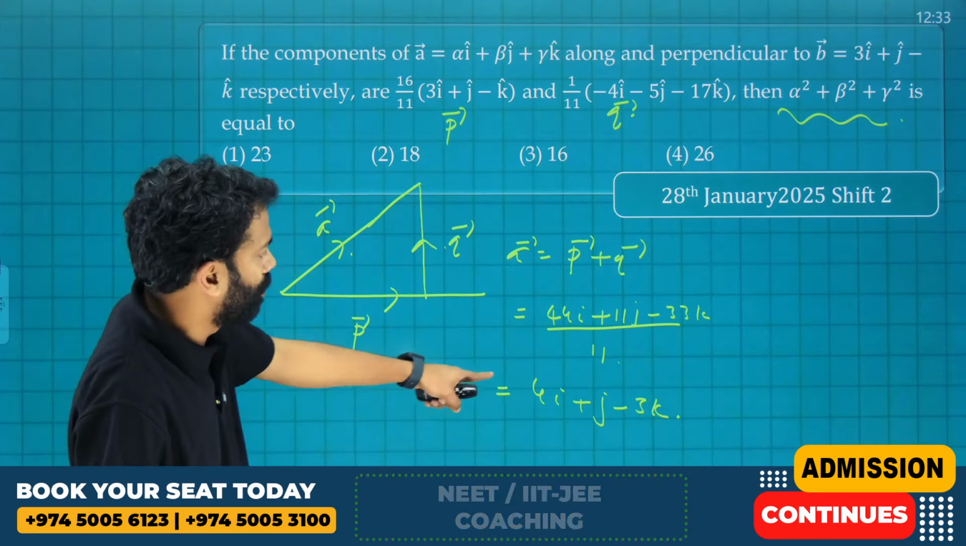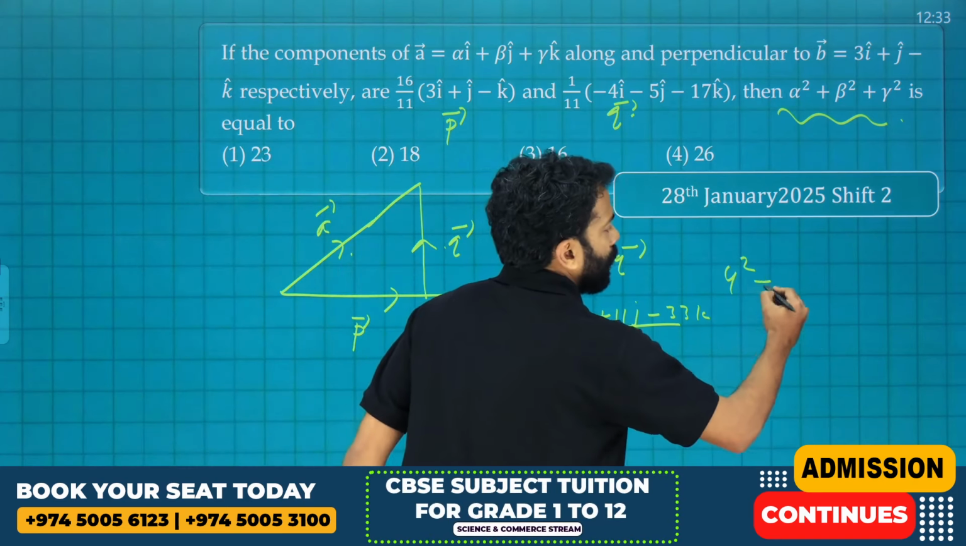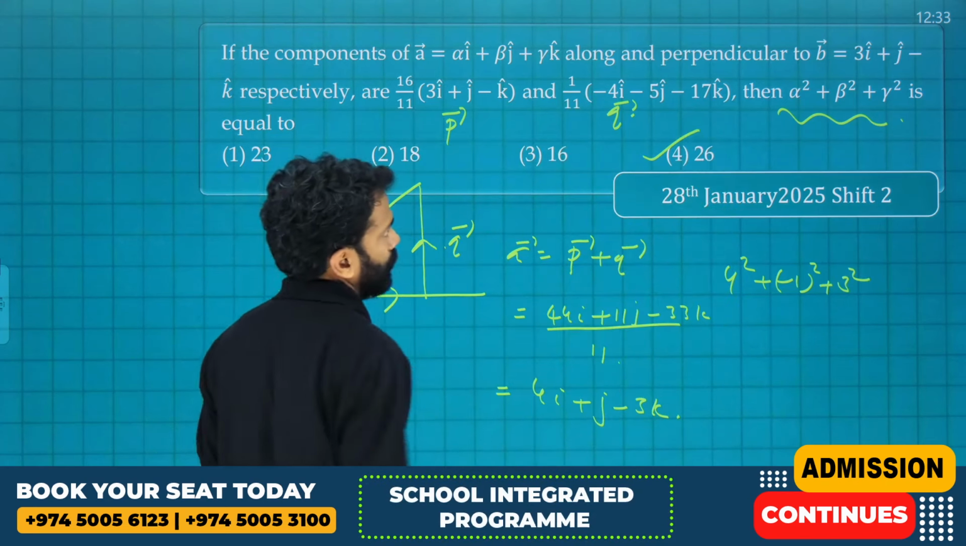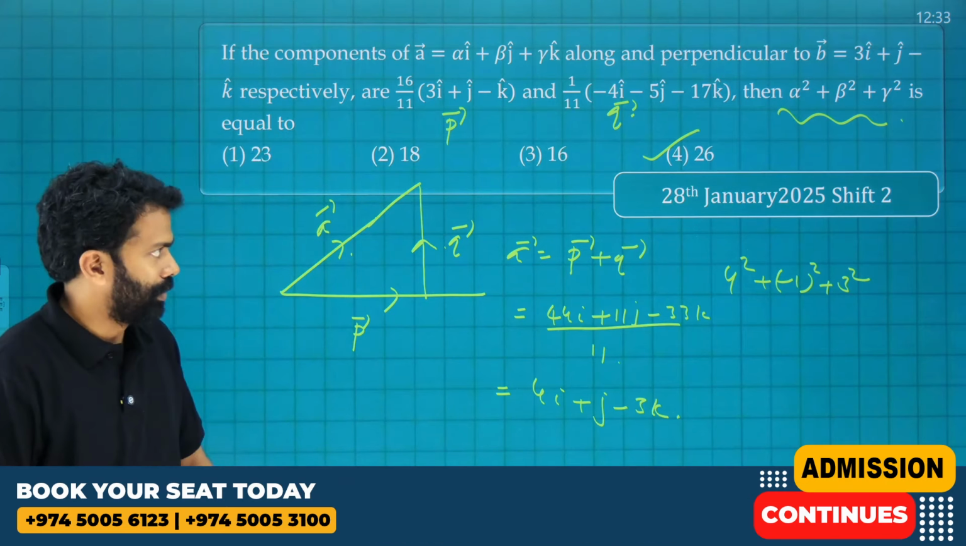Therefore, you need to find the square of the magnitude of this one, right? It is 4 square plus 1 square plus minus 3 square, that is 26, the final answer for this one. Okay, and that's about the second question.